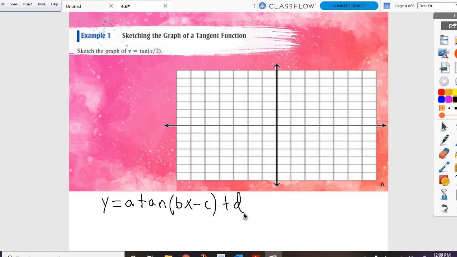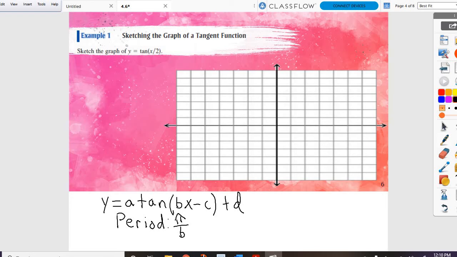The only thing that's going to be different is our b value still affects the period of our graph, but what did we say the period of our graph is? Pi. So this time, instead of taking 2 pi divided by b, I need to take pi divided by b. Does that kind of make sense? You all with me? Alright, so just like with our sine and cosine graph, I'm going to start by labeling some of our information that we know.